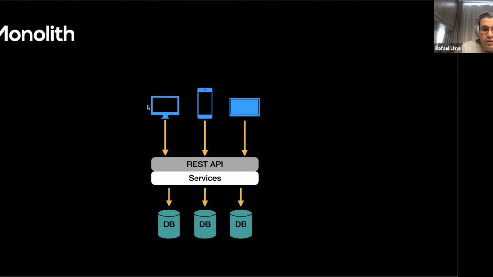Okay, cool. So you have the interface with the user. You have a desktop. You have a mobile. You have a TV. This is supposed to be a TV. And then you have a REST API. You have the services, and you have the database, right? So everything is one single application. There is no division between applications. It's one single deploy that has everything there. So that's monolith, right?